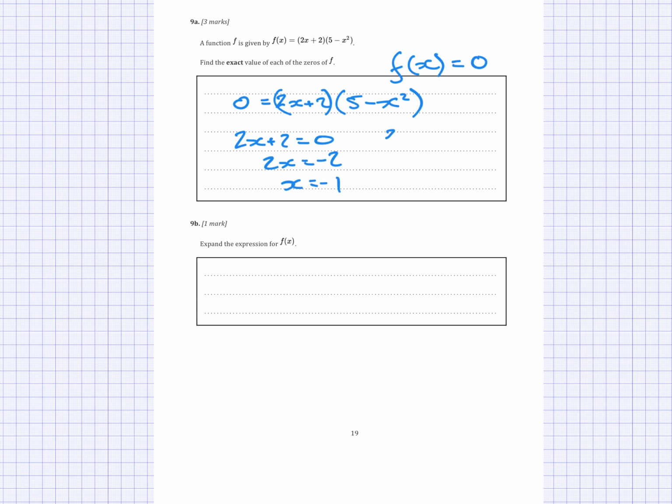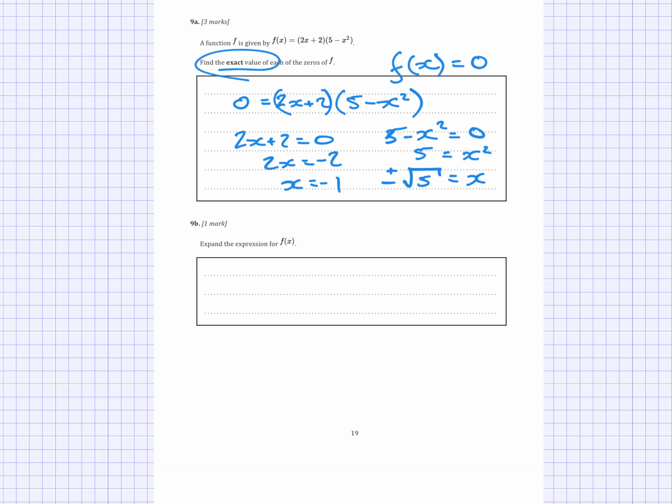Second one we've got 5 minus x squared equals 0, add x squared to both sides, and then we square root them, leaving us with root 5 is x, just remembering that we've got plus or minus. Now we want to leave it in this form because it asks for the exact value, so we don't need to plug that in to our calculator at this stage to work out what it is.